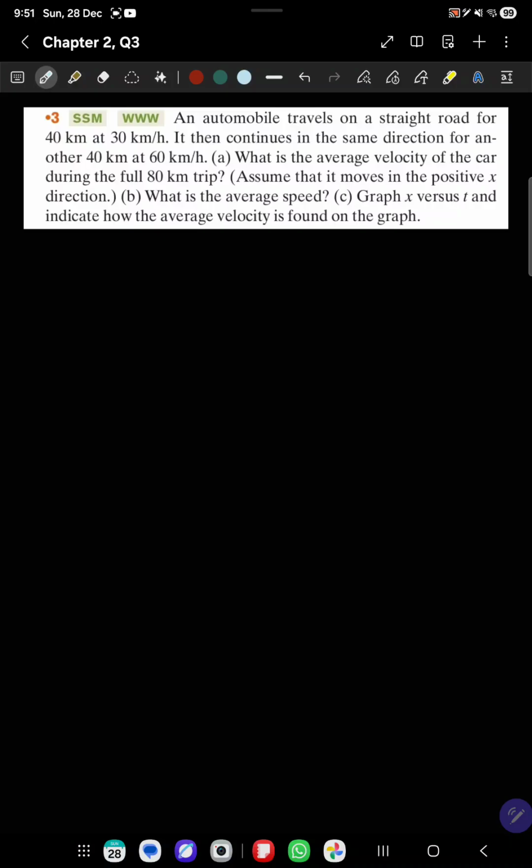Assume that it moves in the positive x direction. B. What is the average speed? C. Graph x versus t and indicate how the average velocity is found on the graph.